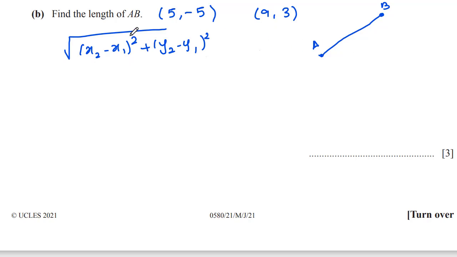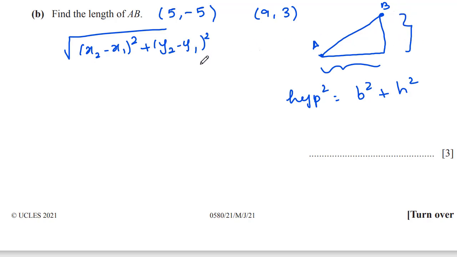How did we get this formula? It's an application of Pythagoras theorem. In Pythagoras theorem, you have a triangle like this, right? This distance is the hypotenuse. So hypotenuse square equals base square plus height square, right? What is the base? It is the horizontal distance of the 2 points, so it is x2 minus x1. This is point A, point B. x2 minus x1 gives you the horizontal distance. In the same way, the vertical distance is given by y2 minus y1. So we are applying Pythagoras theorem here.